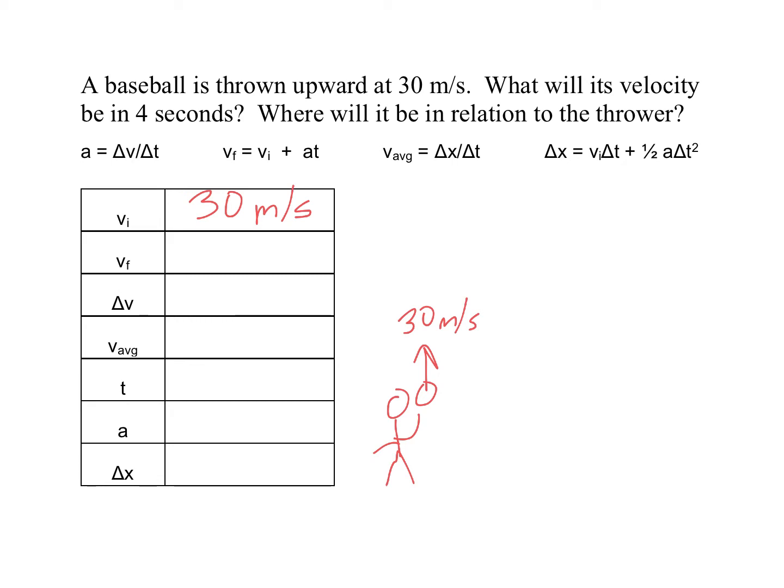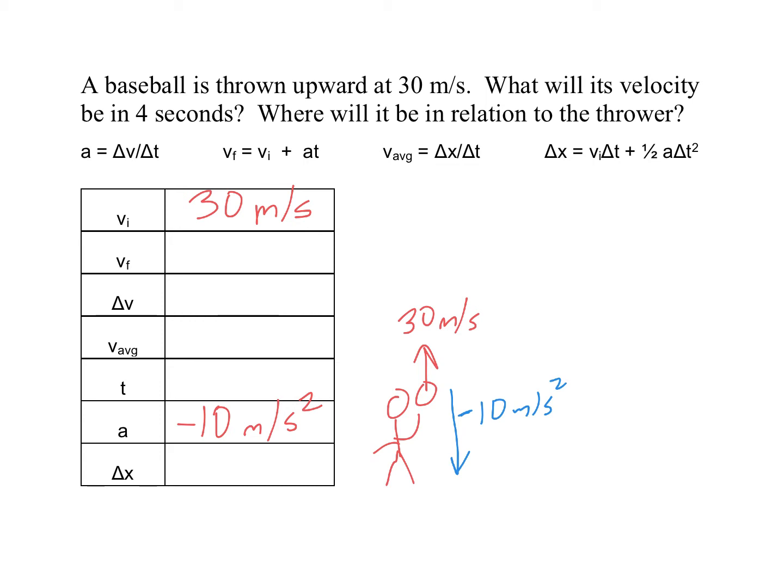If the ball is being thrown up, gravity is pulling downward. So even though acceleration is 10 meters per second squared, because it's in the opposite direction the ball is going, we're going to have to define it as negative because it's not going to make the ball go faster. It's actually going to slow it down. So I'm going to write A as negative 10 meters per second squared rather than positive 10.